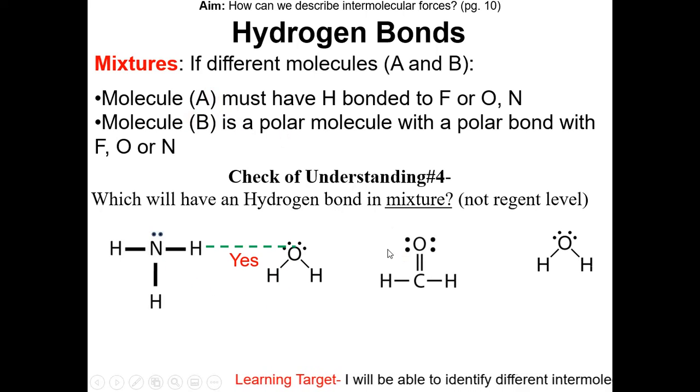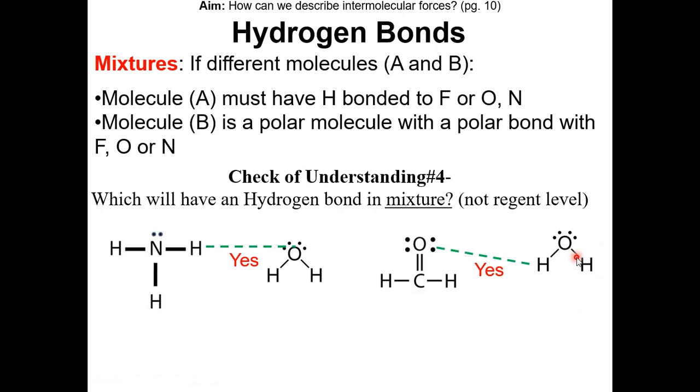How about the next example? We have formaldehyde mixed with water. Will there be a hydrogen bond? The answer is yes. Water fits the description of molecule A, and formaldehyde fits the criteria of molecule B. Notice that formaldehyde is a polar molecule with a polar bond with O.